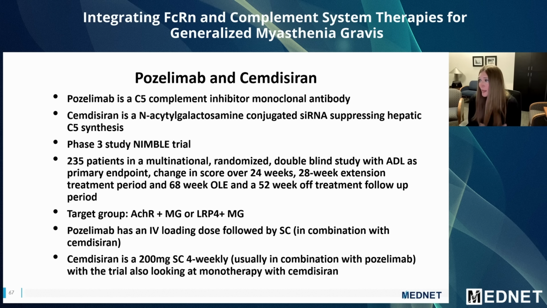This is an interesting medication. So pozelimab and cemdisiran. So two different kinds of targets. One's a C5 complement inhibitor antibody, and one's actually an siRNA that suppresses C5 synthesis. So this was a phase 3 study, the NIMBLE trial.